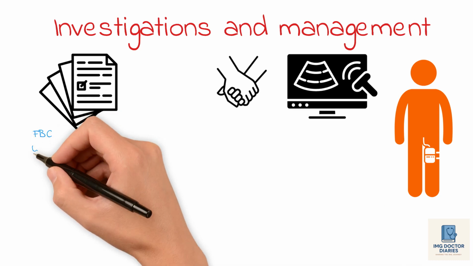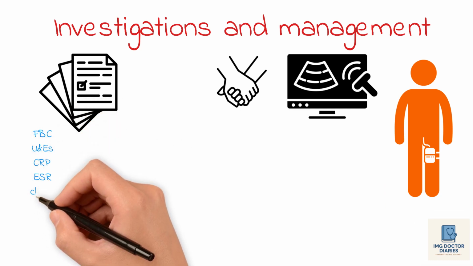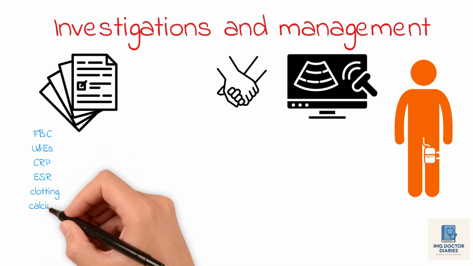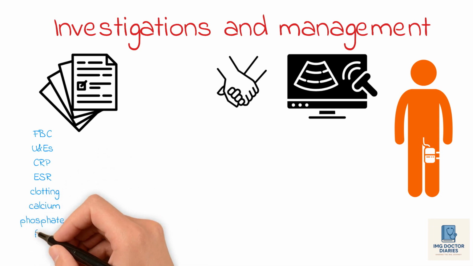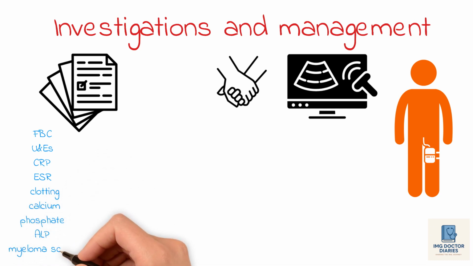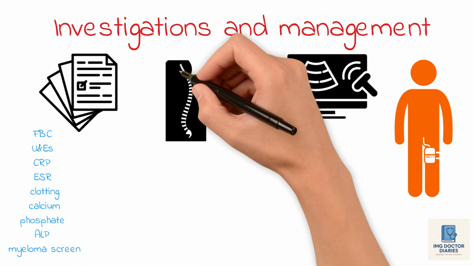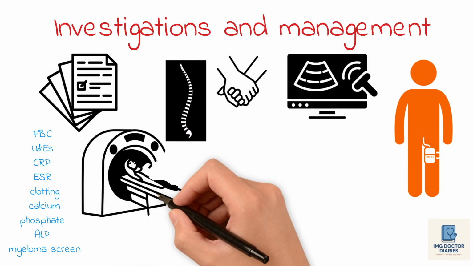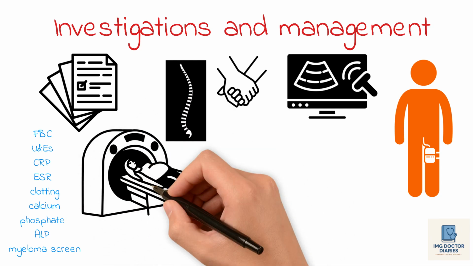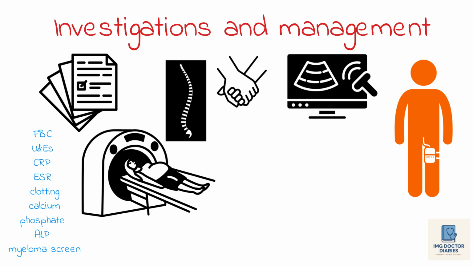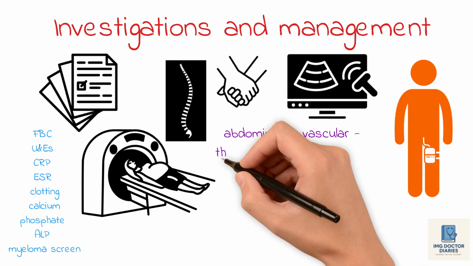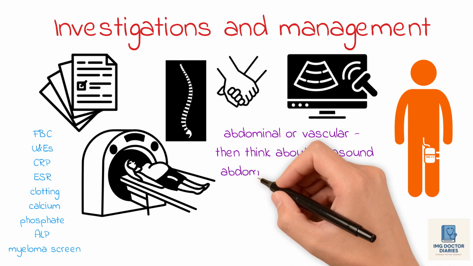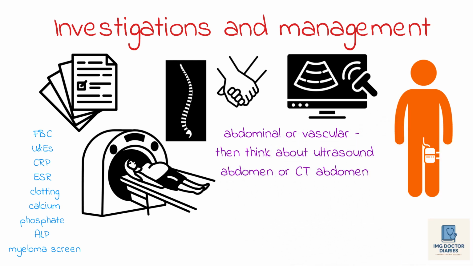Bloods may include full blood count, U&Es, CRP, ESR, clotting, calcium, phosphate, and ALP. And if the picture is concerning, a myeloma screen as well. Imaging should be targeted. That may include a spinal X-ray, an MRI spine if you are worried about cauda equina, cord compression, infection, or significant neurology, or a CT if there is suspicion of fracture or another serious cause. If the story sounds more abdominal or vascular, then think about ultrasound abdomen or CT abdomen, depending on the concern.